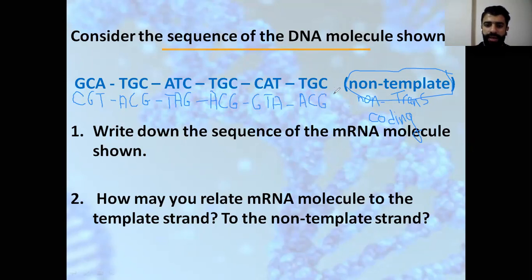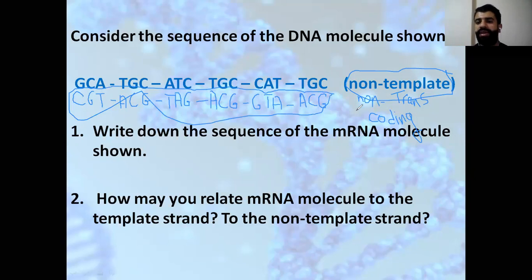This sequence is called the opposite of the first. The first one was called the non-template, while here it is called the template. Non-transcribed there, and here it is called the transcribed, and it's the non-coding sequence. So you see here, every three are called a codon.